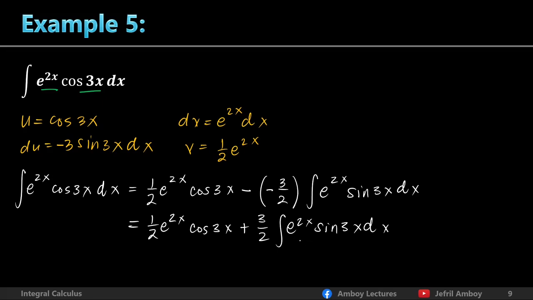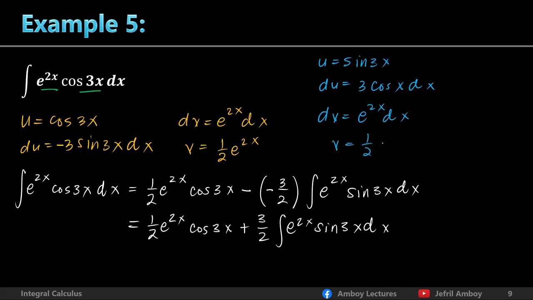Kaya, ang gagawin mo is applyan mo siya ng isa pang integration by parts. Okay? So, for that, palitan natin yung ink. Para sa pangalawang to, yung gagawin nating u, priority pa rin yung trigonometric, is sine 3x. Tapos yung du, that will be 3 times cosine x dx. And our dv is yung natira, e raised to 2x dx. To solve for v, that is 1/2 times e raised to 2x.